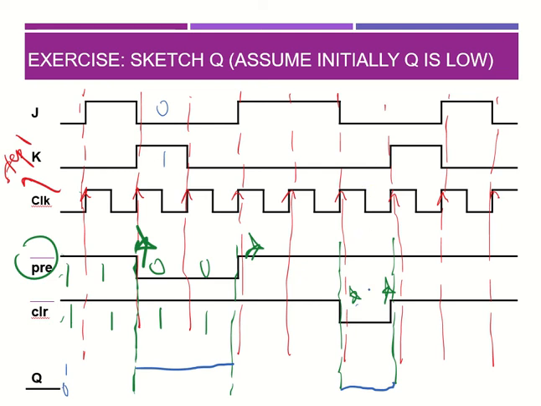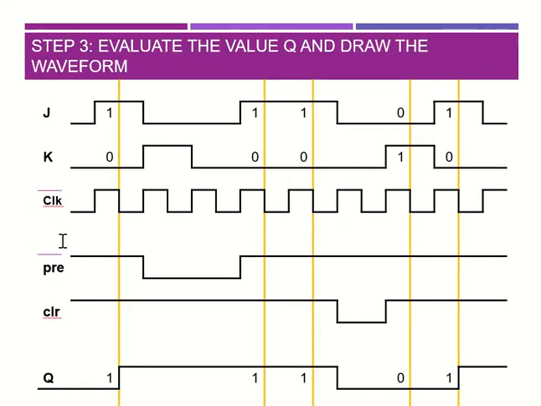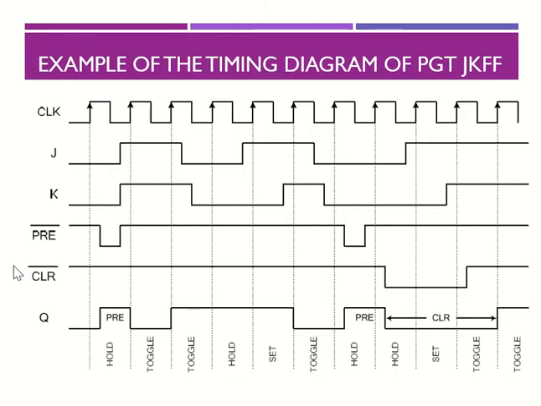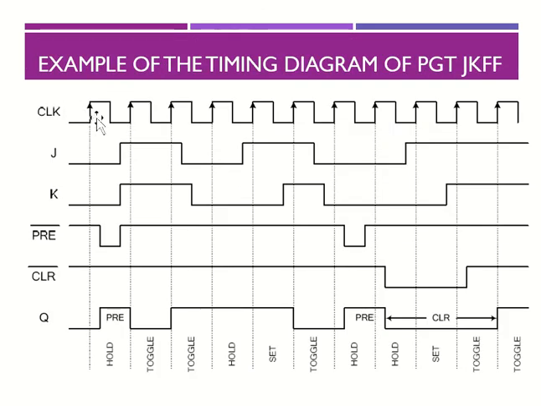Right, let's go to the next step. This is the step that has been chosen, and this is the one we already done. So let's see this example. This is another classic example of how the JK flip-flop uses pre and clear.